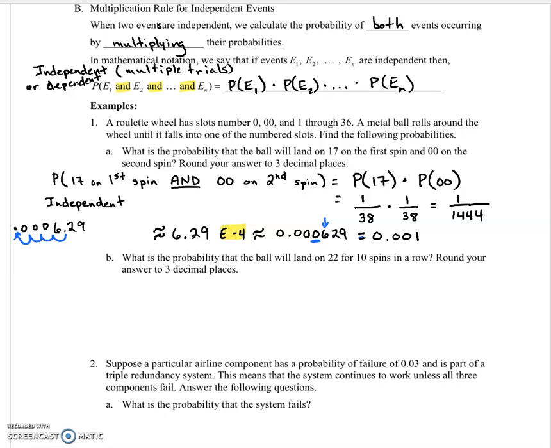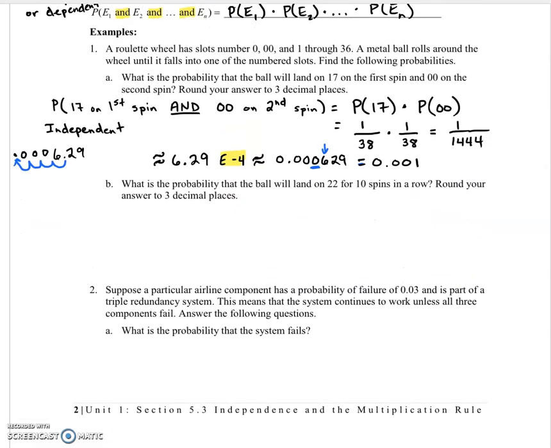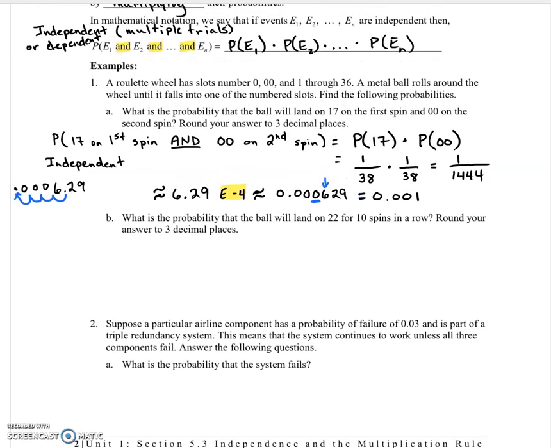This is the second part of the section 5.3 lecture, and I said we would pick up with example B. We are on page 2 of the notes. So what's the probability that the ball will land on a 22 for 10 spins in a row? Round your answer to 3 decimal places.